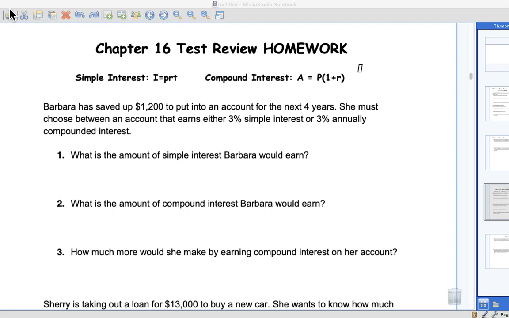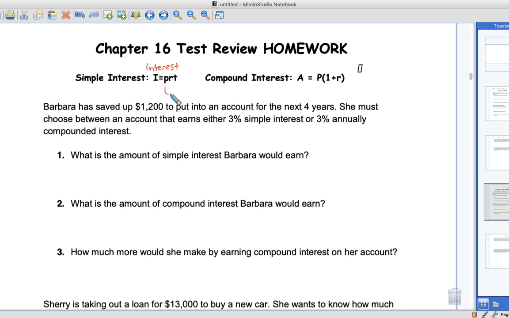Okay, so at the top, you guys should have the one that says homework. This one already has the interest formulas written up there for you, so you don't have to write them down. Last Friday, we talked about what each of the variables mean. So just to refresh, simple interest, that I means interest. So when you are using this formula, that is what you are calculating, the interest.